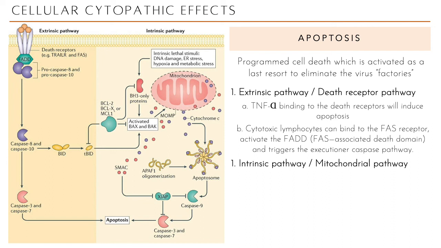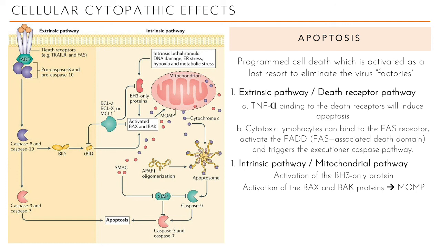The second one, the intrinsic pathway or the mitochondrial pathway, is triggered by stress or damage to the cell. Basically, this is the cell telling itself to die. It can be any kind of lethal stimuli: DNA damage, oxidative stress, hypoxia, and such. These stimuli activate the BH3-only protein, which in turn activates the Bax and Bak proteins, which cause a phenomenon called mitochondrial outer membrane permeabilization.